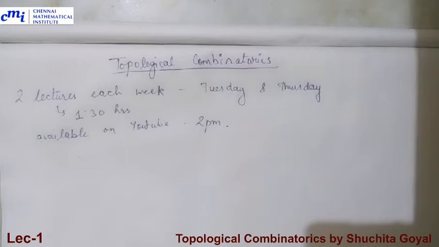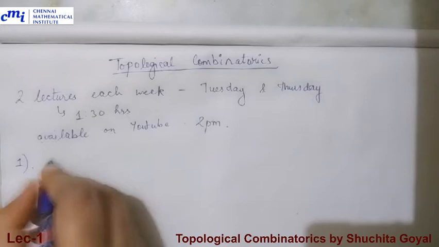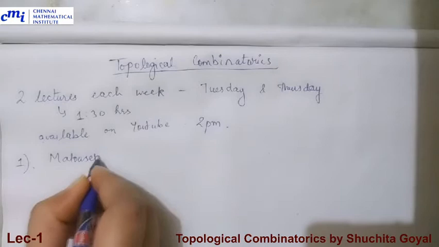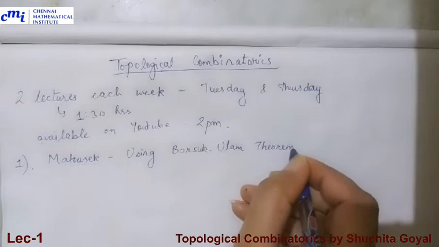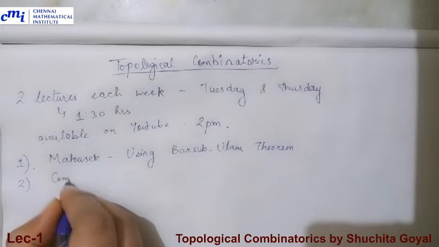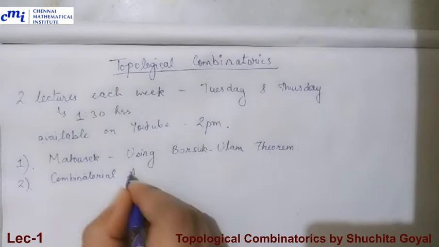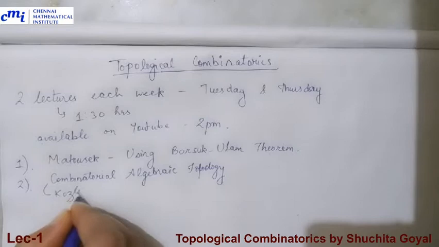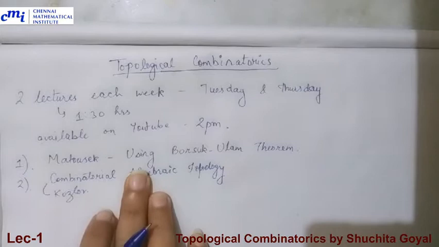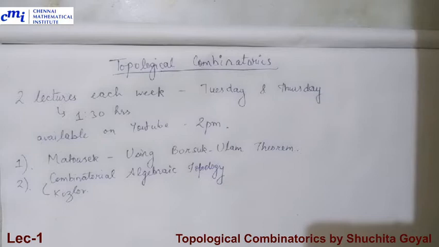Coming to the books that I would be following, the first one is Mathematics Using the Borsuk-Ulam Theorem. And the second book is going to be Combinatorial Algebraic Topology. We will start the course with the first book, and for the last two topics, which are discrete Morse theory and the Hom complexes of graphs, graph complexes basically, we will refer to the second book.